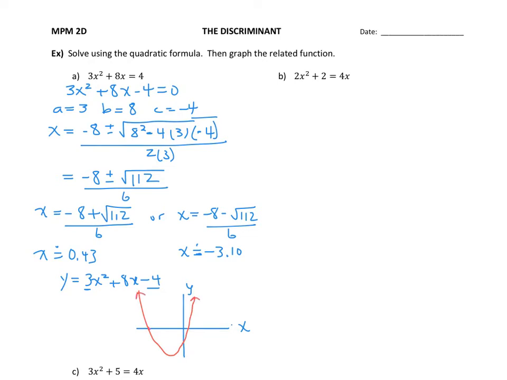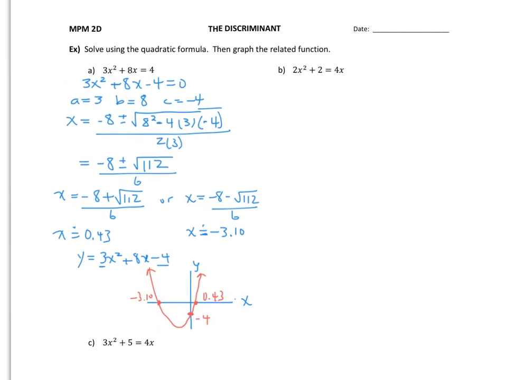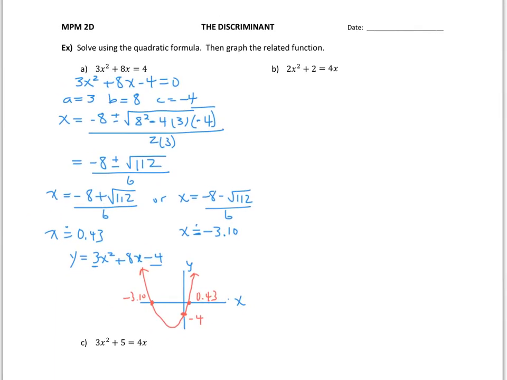Okay, where this one x-intercept would be negative 3.10. This x-intercept would be 0.43. And my y-intercept here would be at negative 4. Okay, so that's what we have right there, graphing the related function. So try that with the next two examples that you can see here on the handout or on that page, and then you can check your work with those.